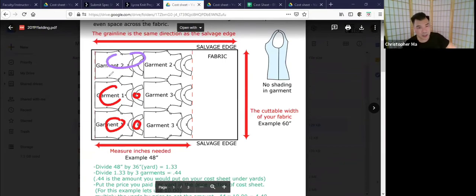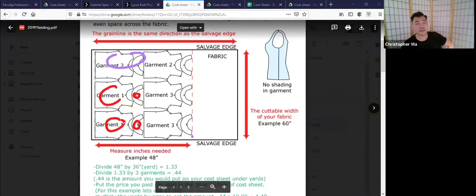So that way, for the example, it is 48 inches from here to here. 48 inches of this fabric, you can fit 3 garments in, meaning each garment will take, what's 48 divided by 3? 16, okay? So each garment technically will take 16 inches.